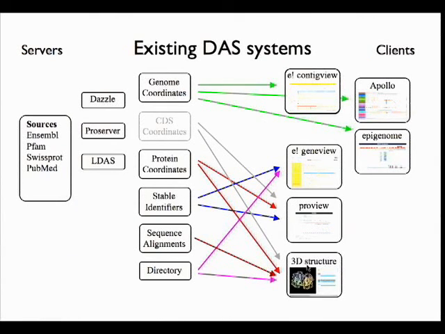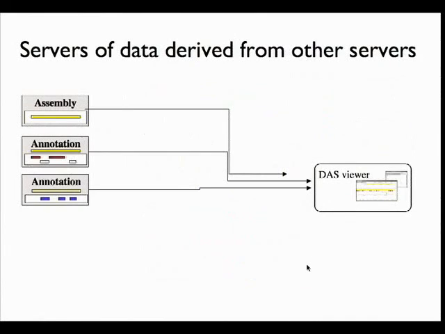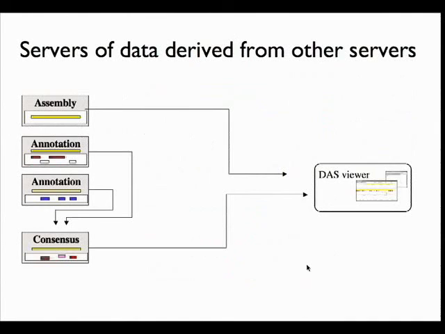We have around 200 different servers in this registry, quite a lot of different coordinate systems. And you can start thinking about servers that build on servers. So you have consensus servers that process other servers, provide simplified views where there's duplication.